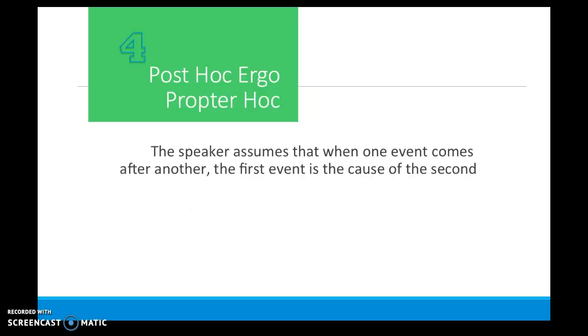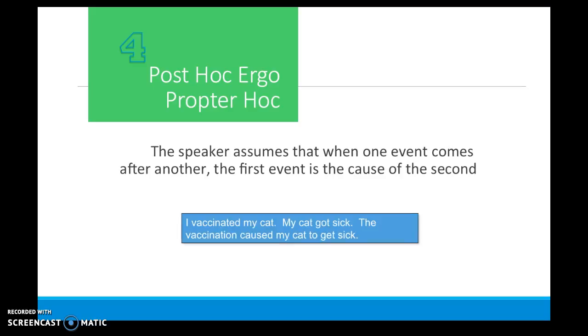Post hoc ergo propter hoc. This is when the speaker assumes that when one event comes after another, the first event is the cause of the second. It's also called the black cat syndrome. Post hoc ergo is Latin for after this, therefore, because of this. It's a very common fallacy in causal reasoning. Here's an example. I vaccinated my cat, it got sick, so the vaccination caused my cat to get sick.